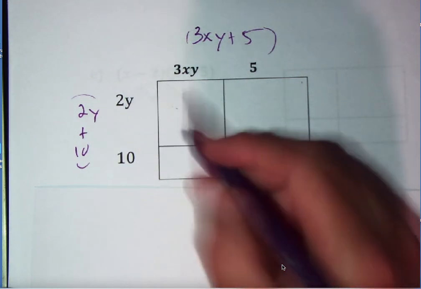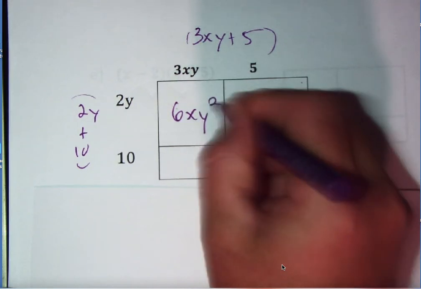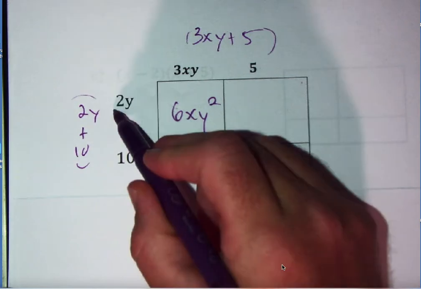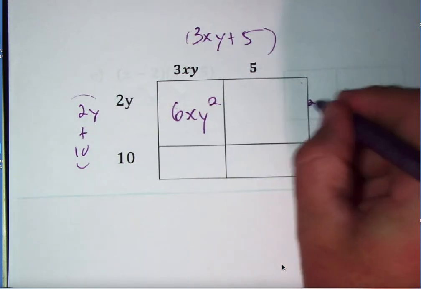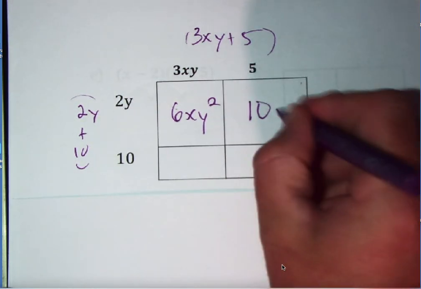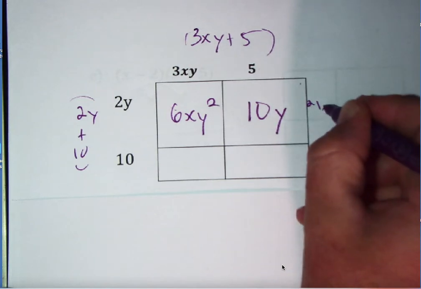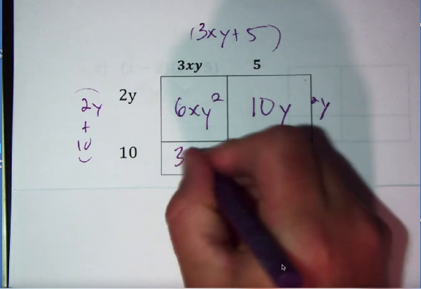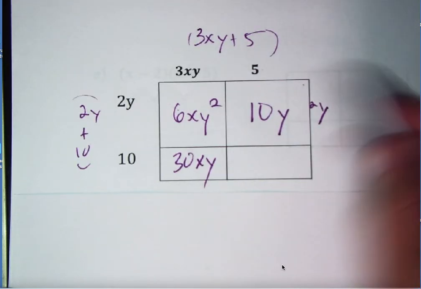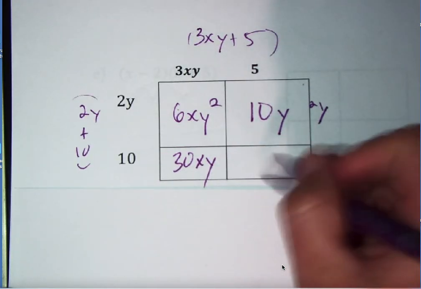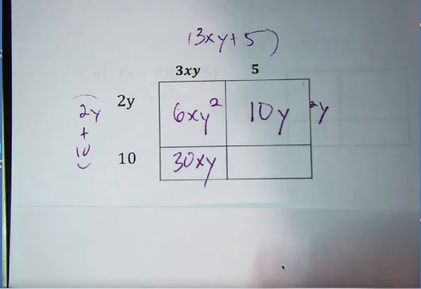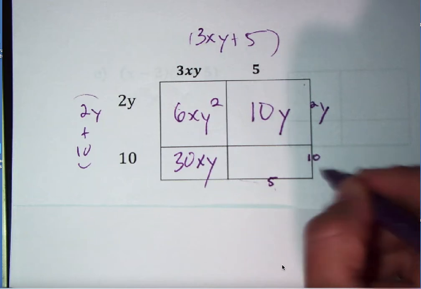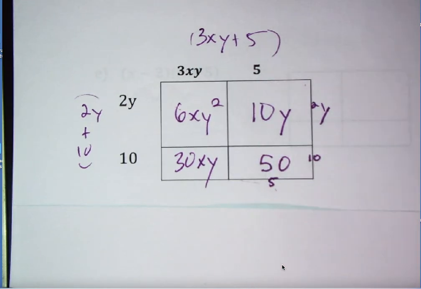2y times 3xy is 6xy squared. 5 times 2y, right, because that's area, 5 times 2y is 10y. And then we do 10 times 3xy, which is 30xy. And what's the area of this one? Well, it depends on dimensions. How long is this? 5. How long is this? 10. So this is 50.